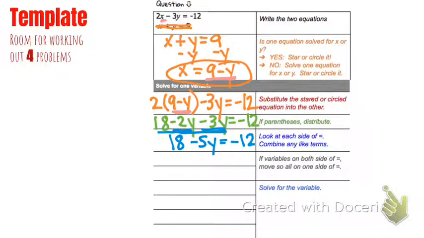Now, if the y is on both sides of the equal sign, then I would first collect all those variables on one side. But in this case, all of my y's are on the left side, so I actually don't have to do anything here. So I'm just going to start solving. So when I solve this one for y, I'm going to first move that 18, so I'm going to subtract 18 from both sides. So that ends up with negative 5y equals negative 30.